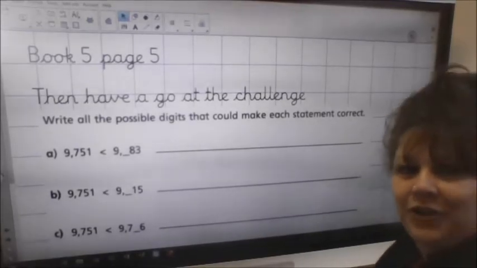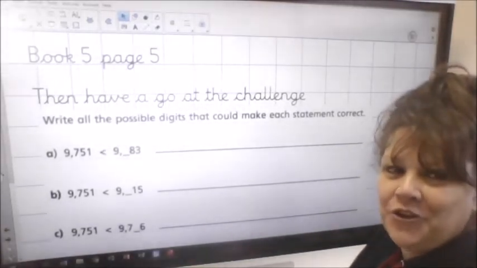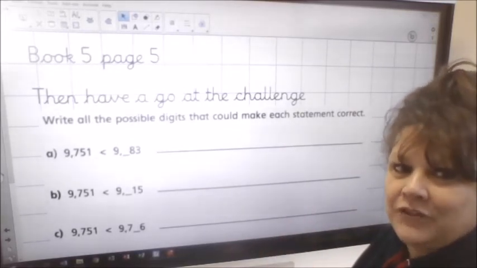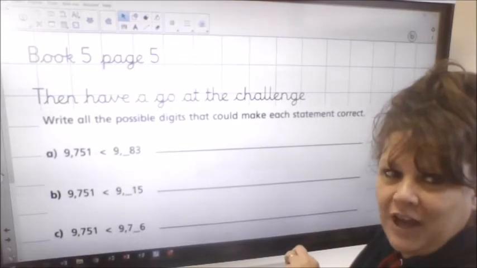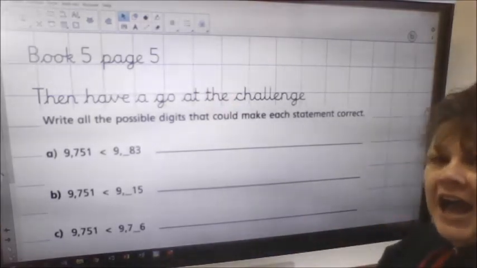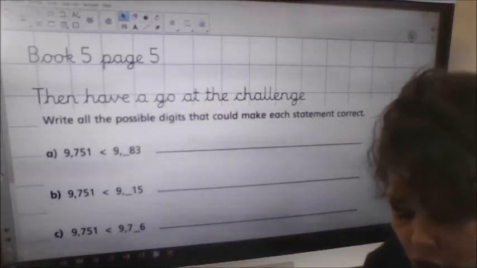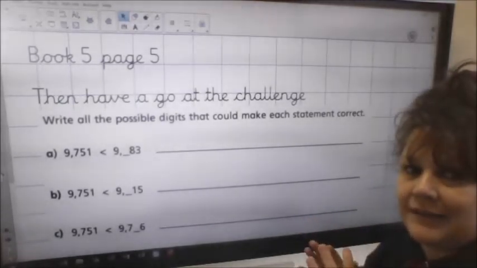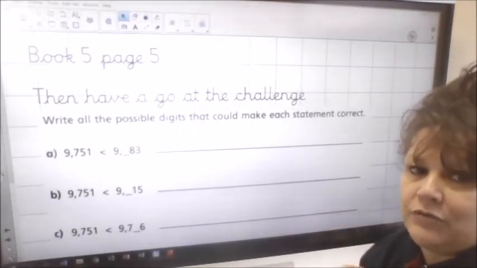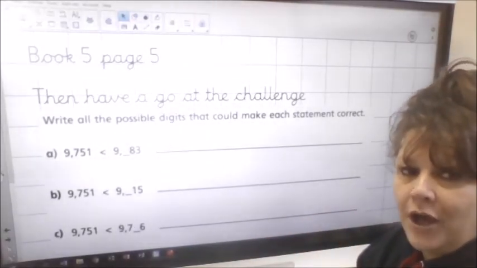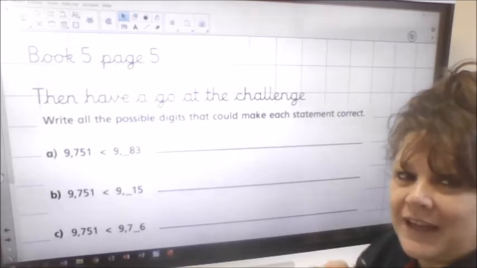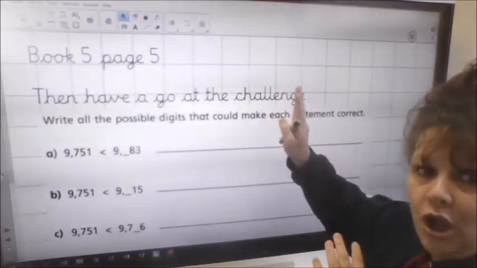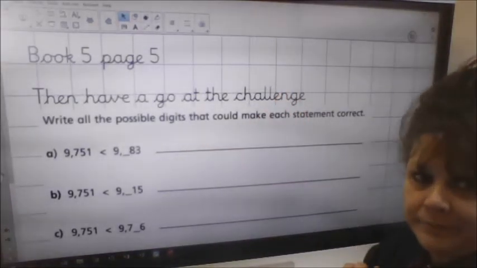So it's time to have a look at your book now, and you're going to have a look at book 5, page 5. So book 5, page 5. And you're going to answer all of the questions on that page. All right, they're all things that you can answer. They all link with activities that we've done today, or little warm-ups and things like that that we've done. Okay, so have a go at the whole. You do all of the questions on page 5.